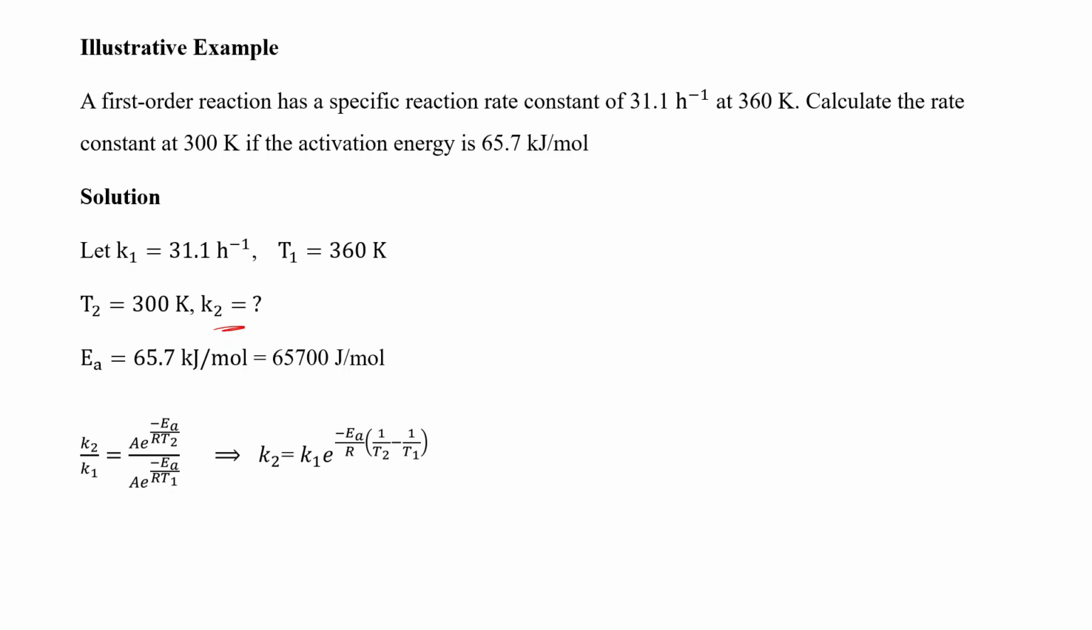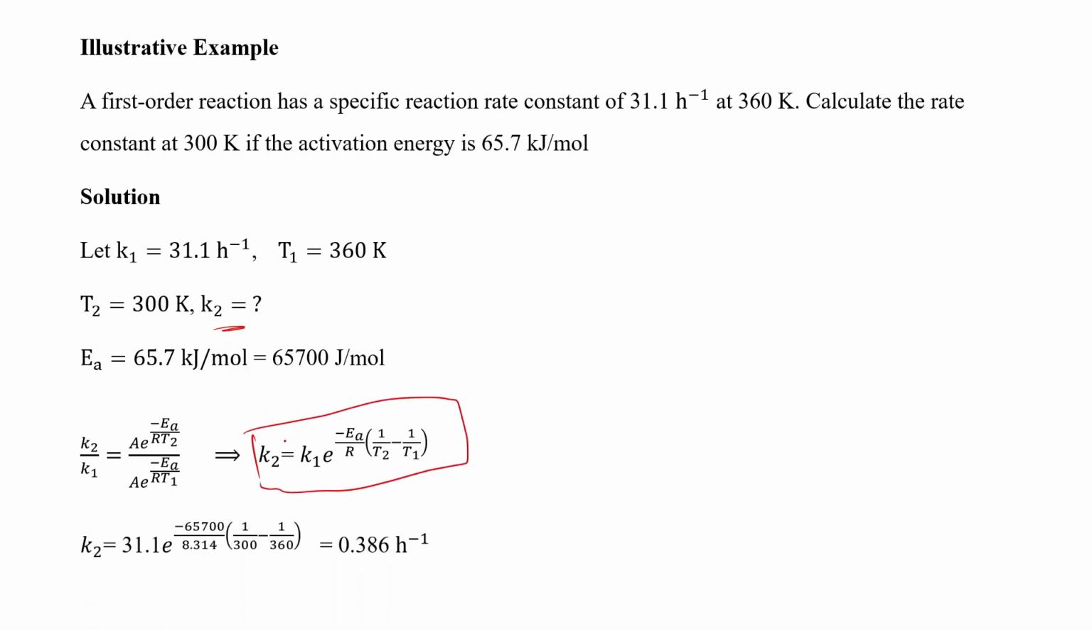Now, once we have this, we find the ratio between the two K constants, and then we're able to get K2 being equal to this. We just have to substitute. So our K1 is 31.1, exponential, our EA is 65,700. Our R is 8.314 because this is in joules per mole, so we needed to convert the activation energy into joules per mole. Then we substitute our temperature values. T2 is 300, T1 is 360, and after evaluating that, we get 0.386 per hour.